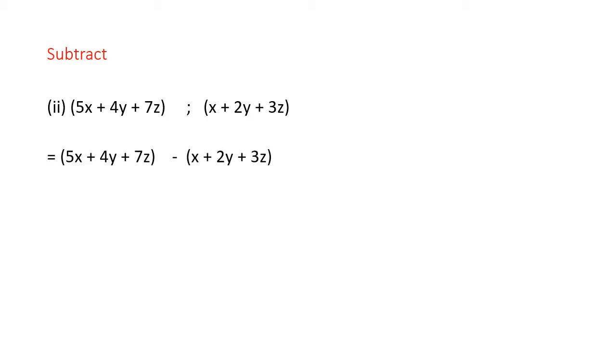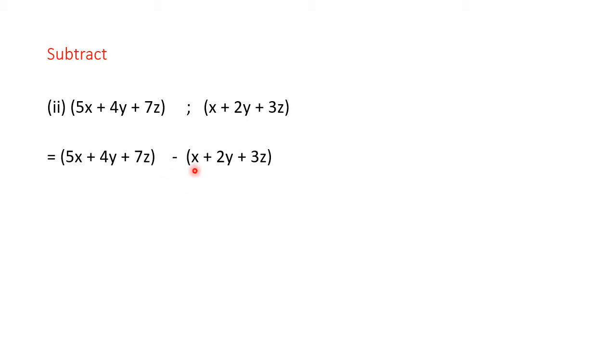The next question: 5x plus 4y plus 7z, and the other expression is x plus 2y plus 3z. So let us have a look at how we are going to solve it. First thing we do is write down both the expressions in brackets and put a minus sign between them. This we do, and then we open the brackets.